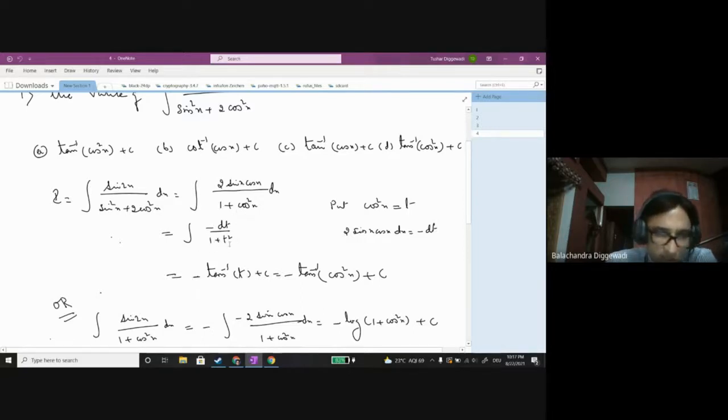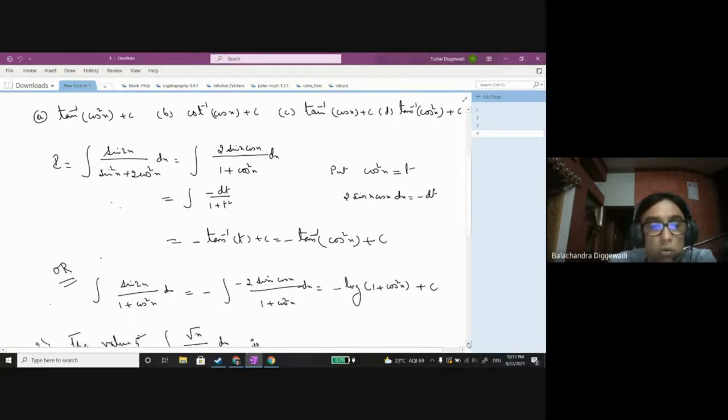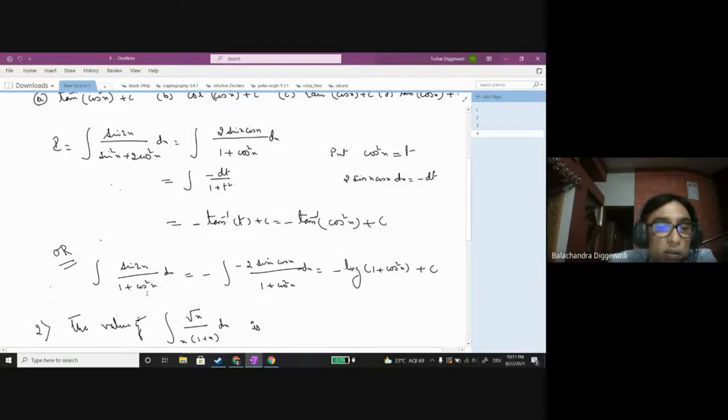This gives us 1 upon 1 plus t square. 1 upon 1 plus x square is tan inverse of x, and that t itself is cos square x. Suppose if answers are in terms of tan inverse, it is okay. Suppose if the answers are not in tan inverse, you have to see what the possibilities are. That is called log. While substituting 1 plus cos square x is equal to t, you take it directly.